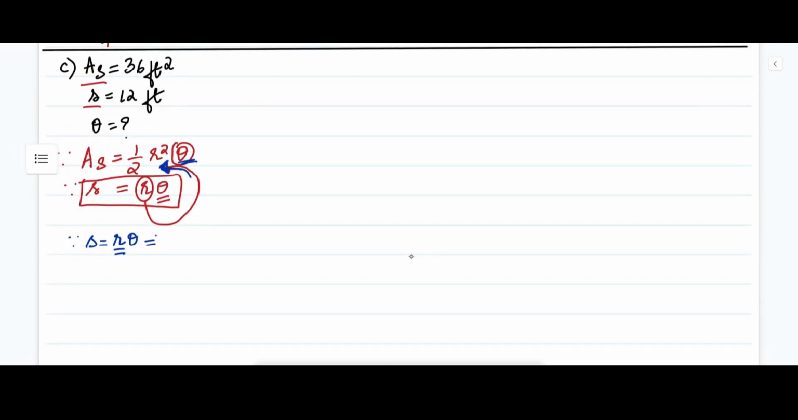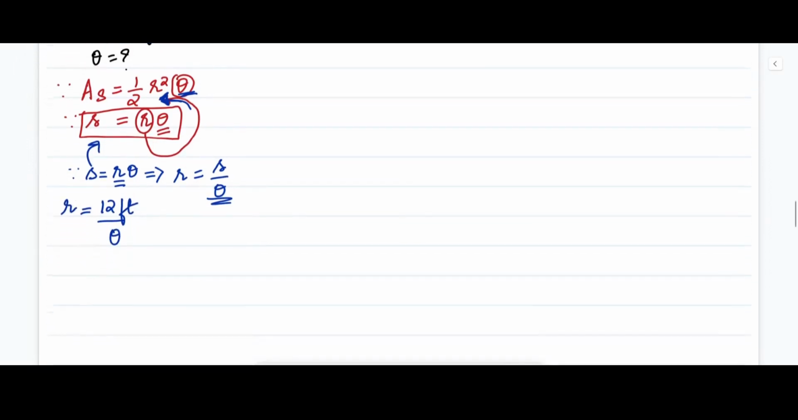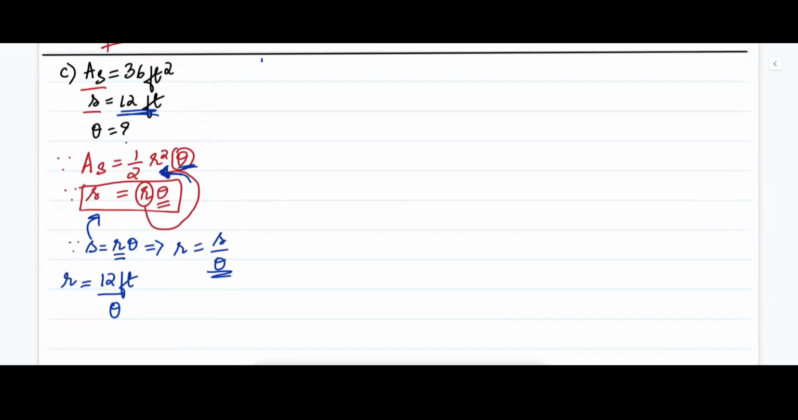So when we rearrange this equation we get r is equal to s divided by theta. s they have already given us in the question, that is 12 feet, and we don't know the value of theta. So let that be theta, and this is the value of radius in terms of theta. Next, let us substitute the known values in the area of the sector formula.